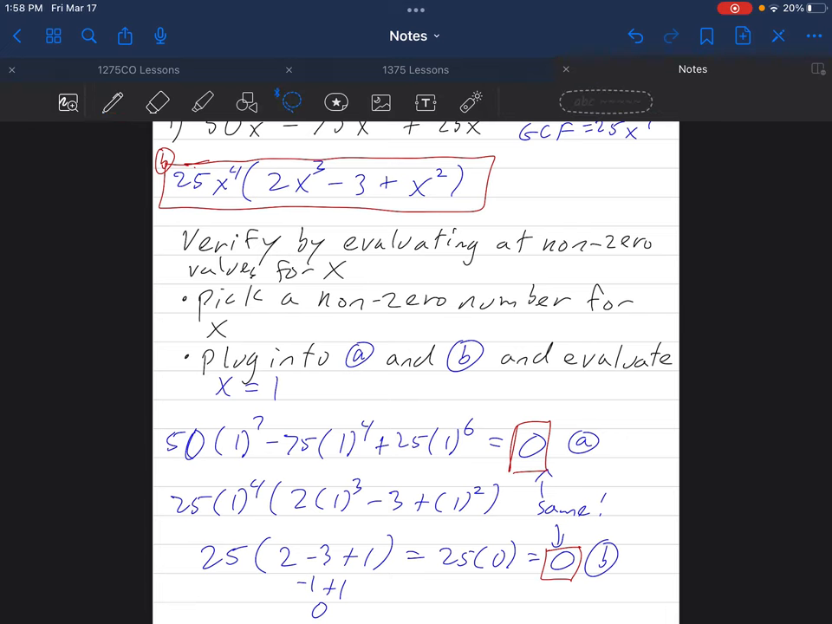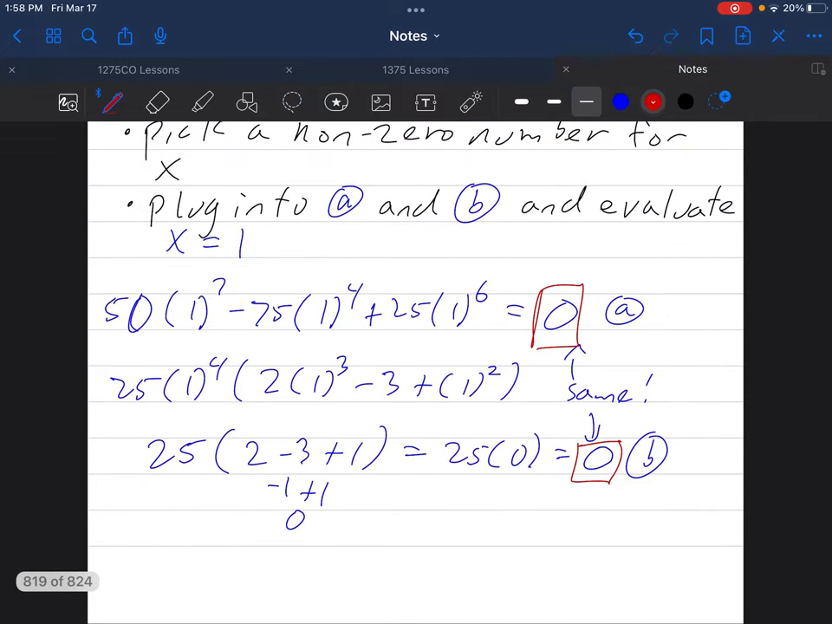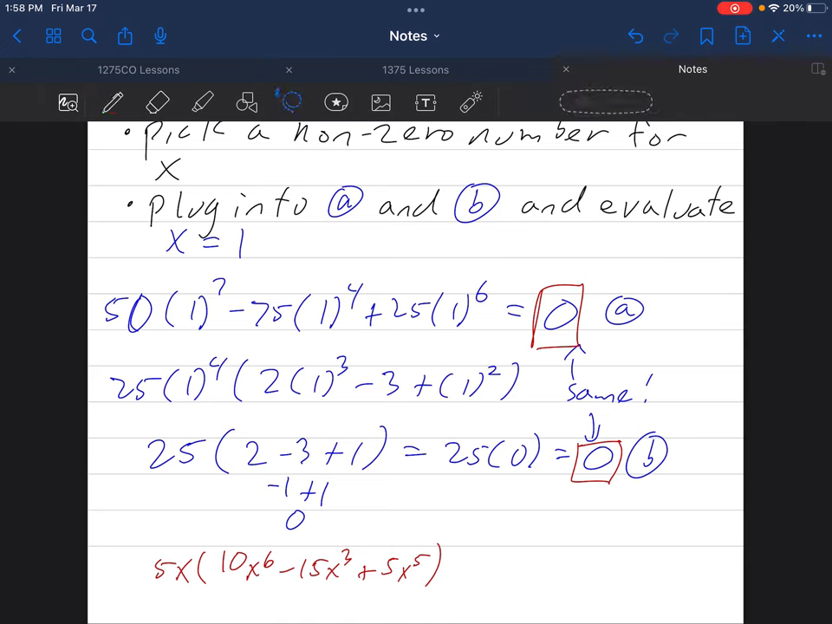Now, one thing I want to caution, that first, if you want to rewind a little bit and try to verify that first piece that we had, it said 5x times 10x to the 6th minus 15x to the 3rd plus 5x to the 5th. The verification will work for this. So verifying it does not tell you that you are factored completely. It just tells you that you are factored correctly in some capacity.